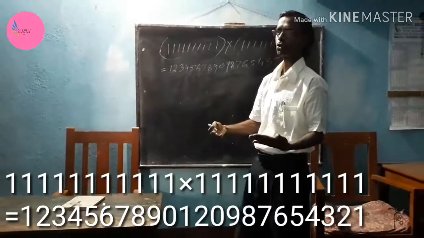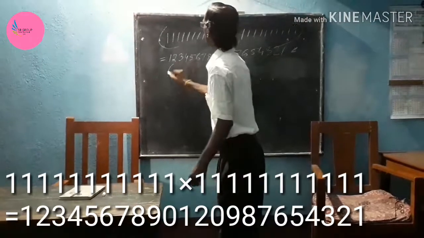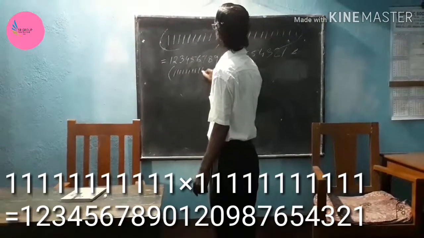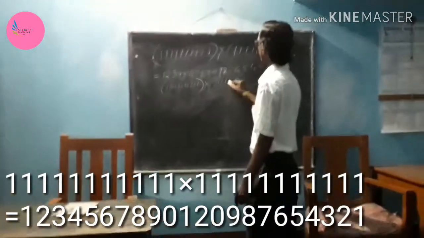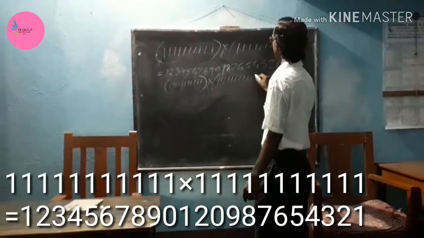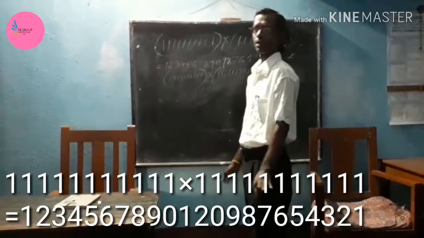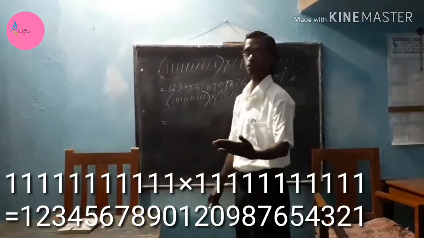If I ask you eleven 1s, listen to me. Here are eleven 1s, and here also eleven 1s. Can you tell me the answer? No, it is impossible, never possible. So let's see, try to understand. How will we solve that one? Very firstly, let's see.